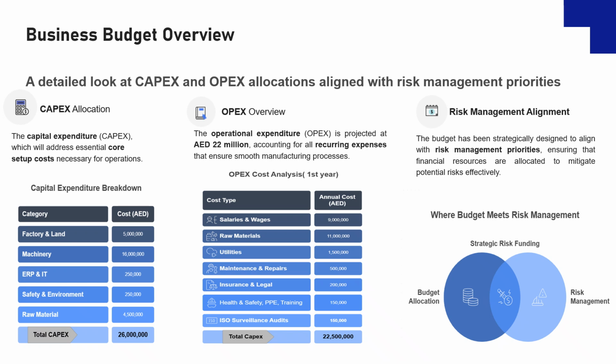From the feasibility study perspective, relative to that project, we'll take just a brief look at the budget of that business. The capital expenditure plan covers all infrastructure for the production setup, costing around 26 million, while operation expenses are projected at 22 million for maintenance, staff, and compliance. Budget planning is directly aligned with the risk priority to ensure efficient resource allocation.